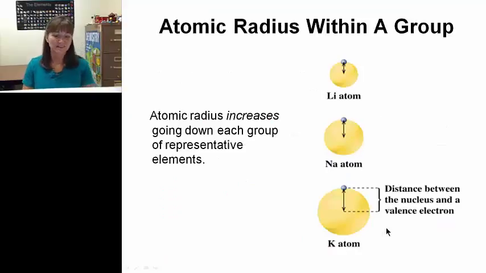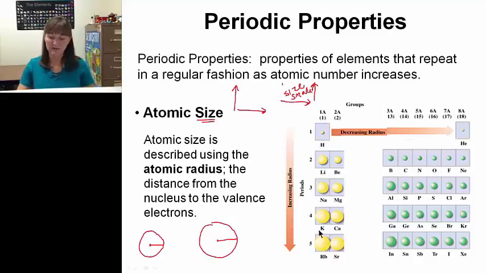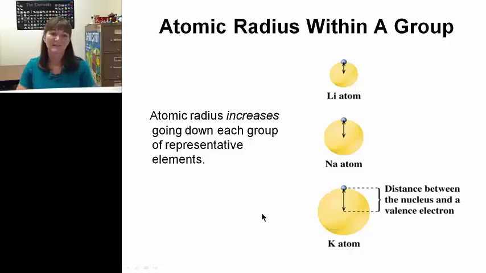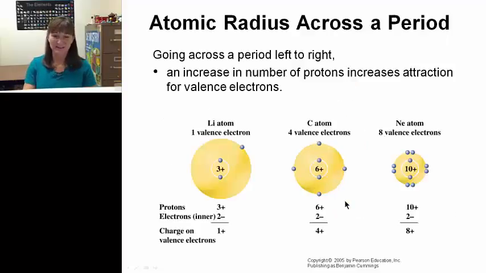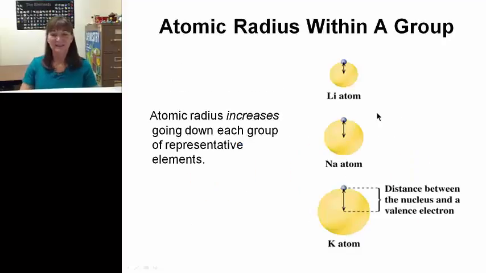So why is it that the size is changing? So the atomic radius increases as you're going down a group of the representative elements. So you're going to get bigger as you go down, like I said. And the reason for that is because remember, you are putting on another energy level for every new row that you're in. So if you're in period 4, you're going to have 4 energy levels.